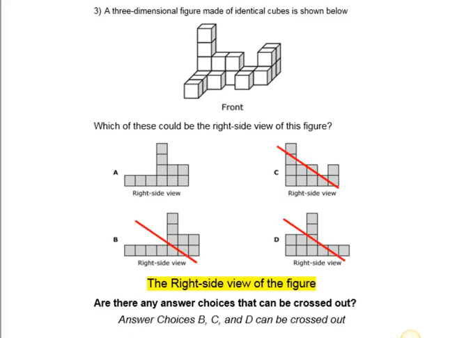If you said answer choices B, C, and D can be crossed out, you are correct. Now, for B, the reason that answer choice is wrong is because if you look at the bottom row, they have 1, 2, 3, 4, 5, 6, 7. There's 7 cubes on the bottom row for B. Well, that's incorrect. Okay. Then looking at C, well, that really doesn't look anything like our cube. So that one was pretty easy.